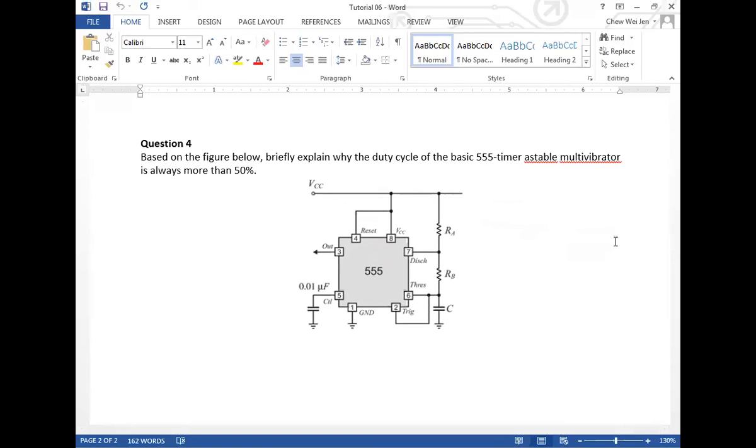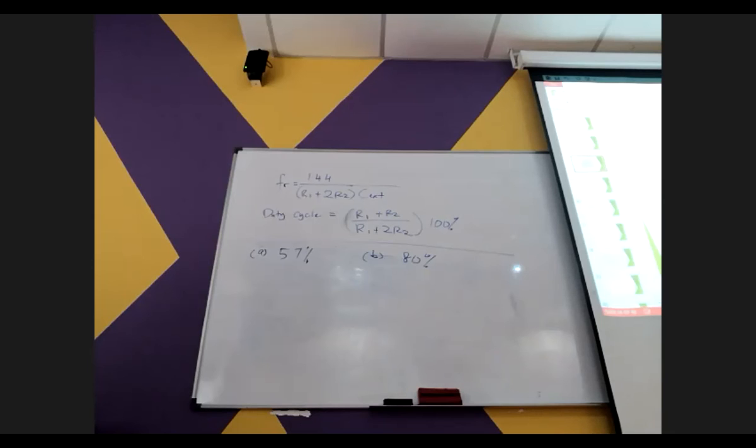This one is based on how your astable multivibrator works. So looking at how it works, why can you make that statement that it is always more than 50%? Basically, they said it's always on more than 50%. Basically, it's more on than off. Why? So the clue is to look at how it works.